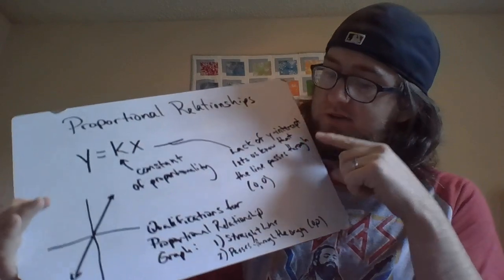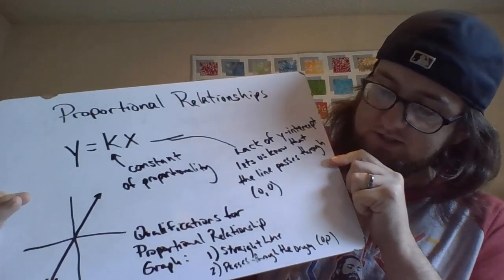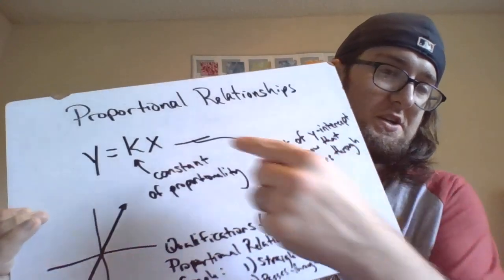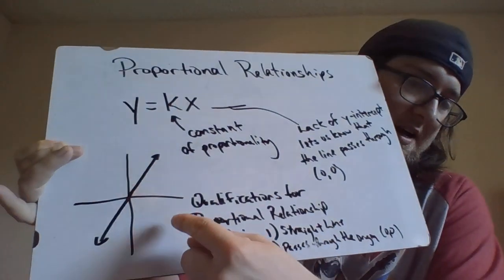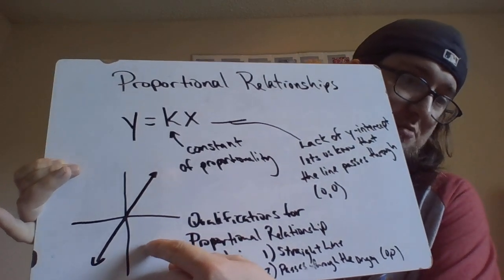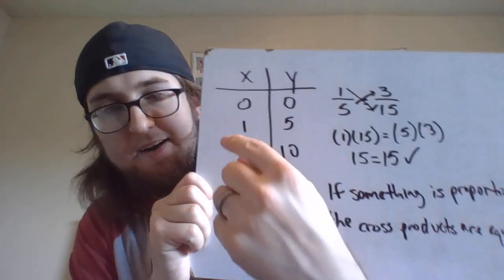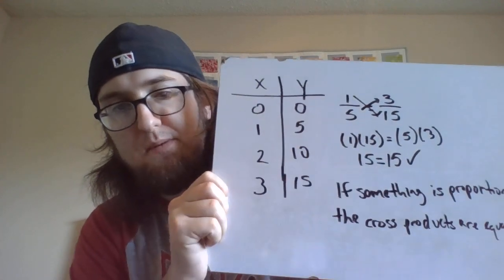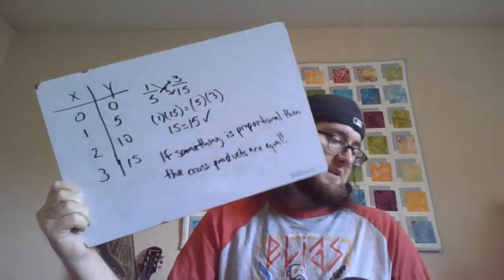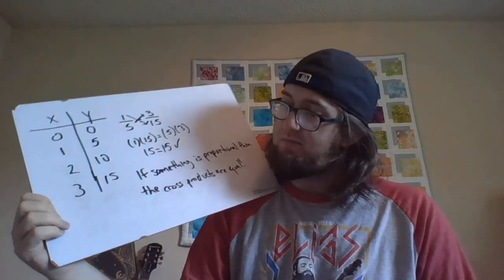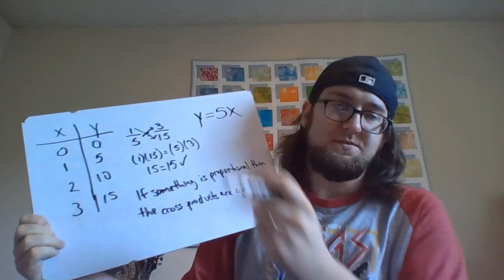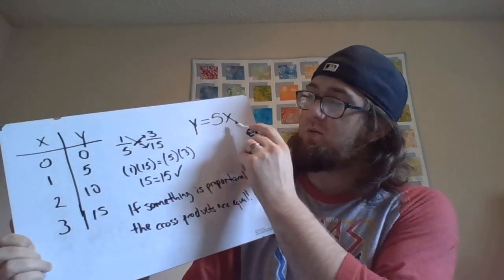Okay, what I've written up here is the lack of a y-intercept lets us know that the line passes through 0, 0. Okay, so again, the equation, y equals kx. The line, if you always see a graph, it'll always go through 0, 0 and be a straight line. And then if you have a table, you will probably notice a pattern. Our x's are going up by 1s, our y's are going up by 5s. So if we had to write that as an equation, that would be y equals 5x.